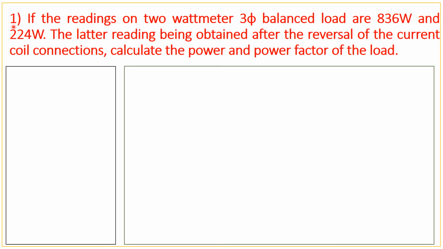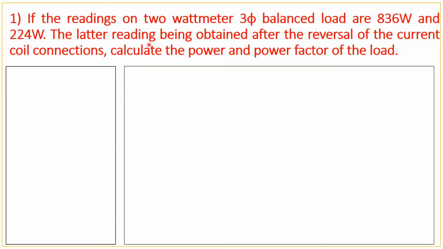So we'll solve the first numerical. The problem statement is given as such. If the readings on 2 wattmeters for a 3-phase balanced load are 836 watt and 224 watt, the latter reading being obtained after the reversal of the current coil connections, calculate the power and power factor of the load. So simple problem. Here I am using 2 wattmeters and they have told that the readings are 836 watt and 224 watt. Clear. So W1 and W2 readings they have given, but see students, they have given the next line.